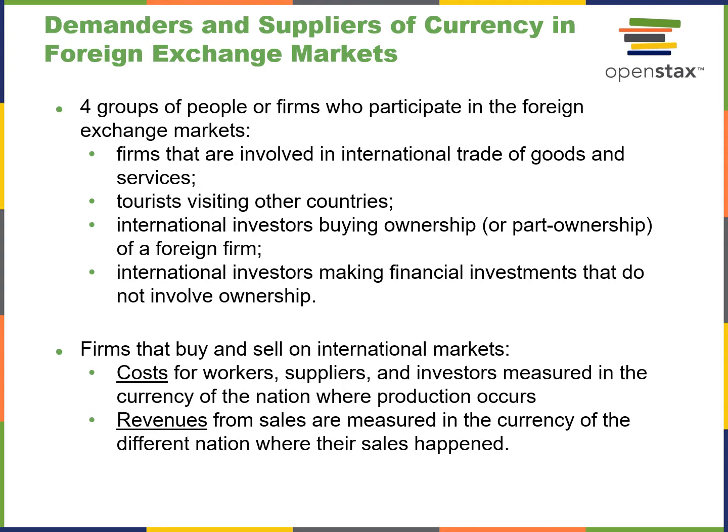There are 4 groups of people or firms who participate in these exchange markets: firms that are involved in international trade, tourists visiting other countries, international investors buying ownership of a foreign firm, or international investors making financial investments that do not involve ownership. Firms that buy and sell on international markets will have costs for workers, suppliers, and investors measured in the currency of the nation where it's produced, and revenues will also be measured in the same currency.